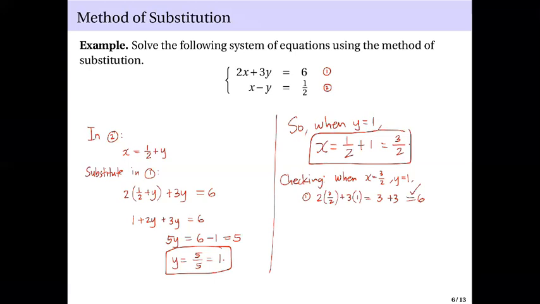Okay? And then in equation 2, you have 3 halves minus 1. This is equal to 1 half. Indeed. We have 3 halves minus 1. That's equal to 1 half. So this is the pair of solutions to this system. Okay?